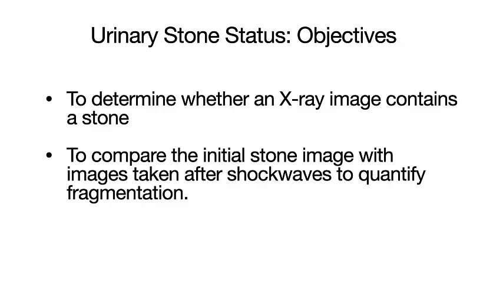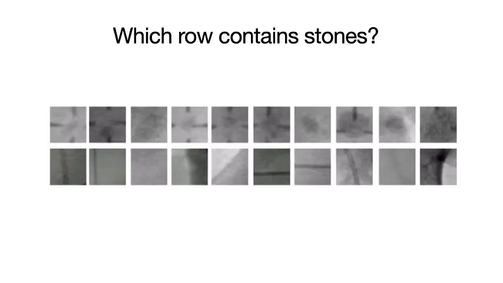The objectives were: 1. To determine whether an X-ray contains a stone. 2. To compare the initial stone image with images taken after shockwaves to quantify fragmentation. Let us look at images of stones and non-stones in X-ray images. Can you tell me which row contains stones? Wow! I did not realize that urinary stones look so grainy in X-ray images. My guess is the top row images contain stones but the bottom row does not.